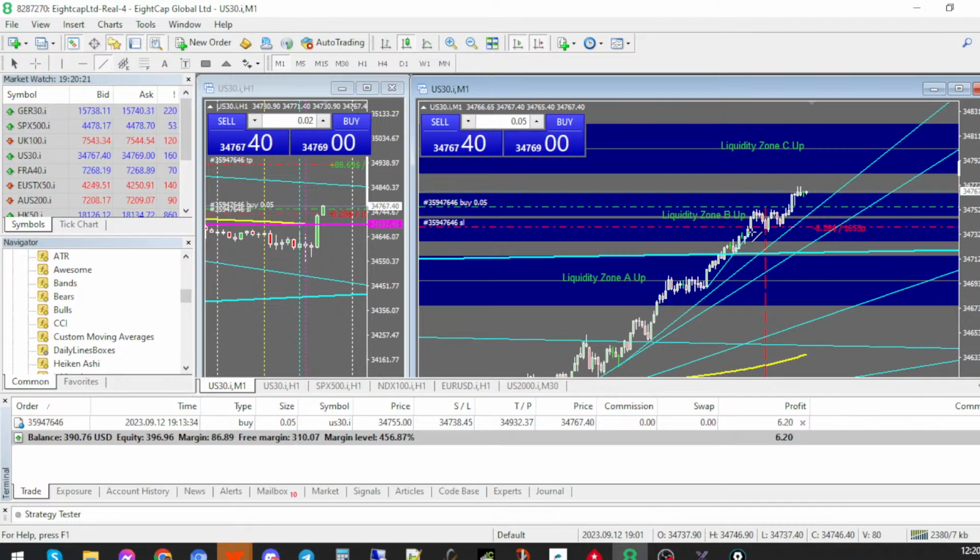This was the first break. First break was here. See, price came, hit that, came back. So that was the first break. And the second break was here, where price came down and then went back to the upside. And I was able to enter here when it was breaking the high.